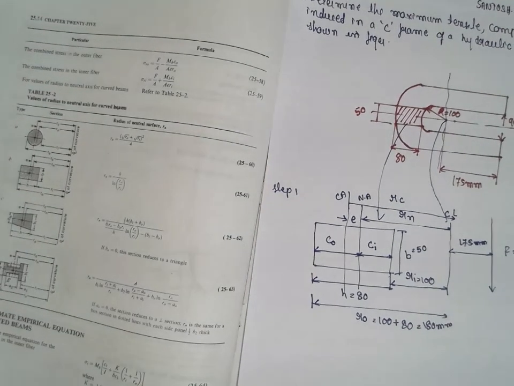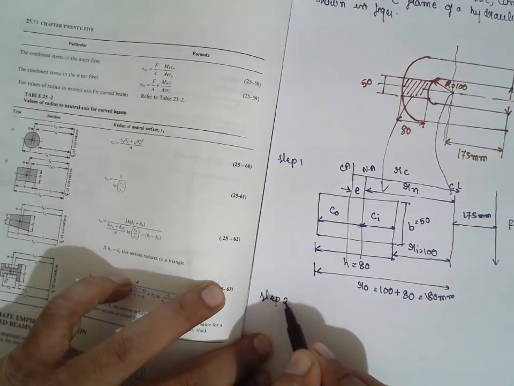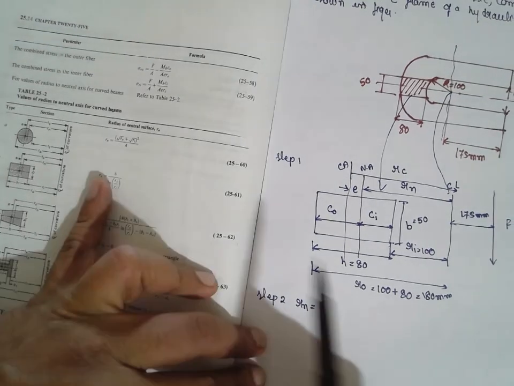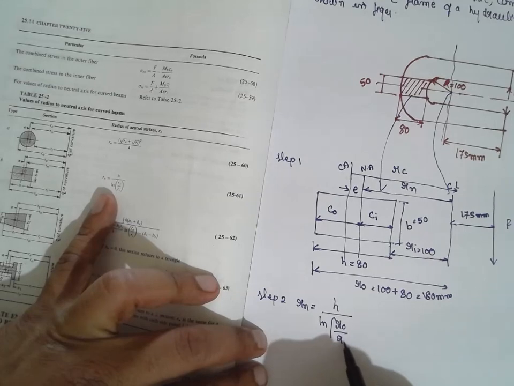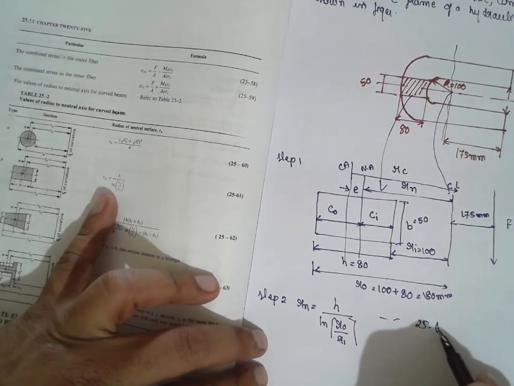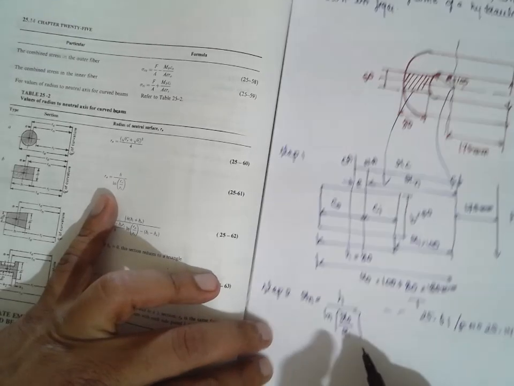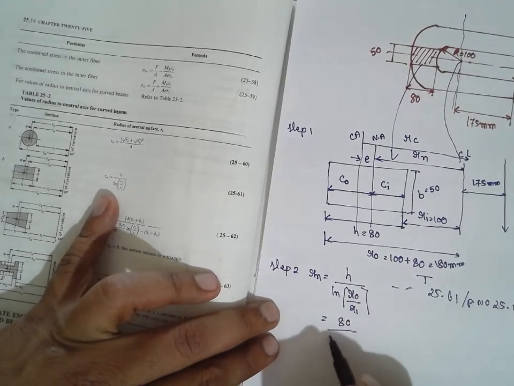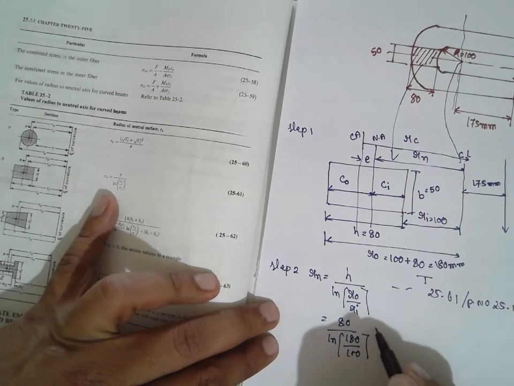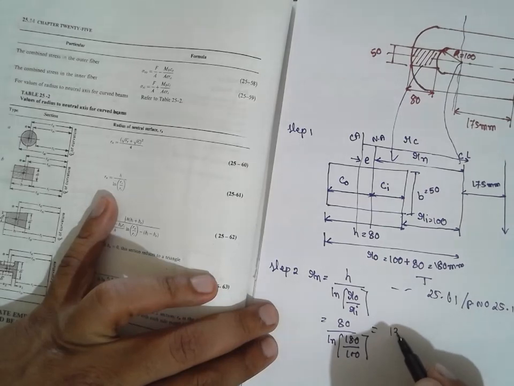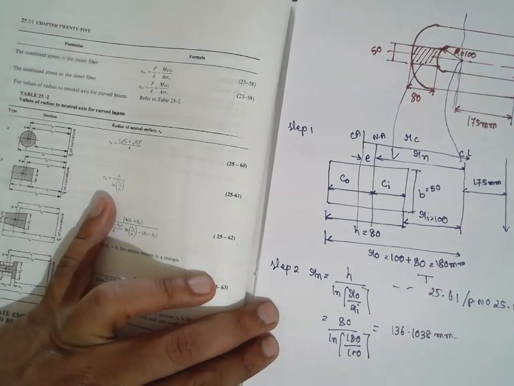Once you complete step one, you have to go for step two. That is, you have to find out Rn. The Rn formula is given here. Rn is nothing but h divided by ln of R0 divided by Ri. Table 25.61, page number 25.14. Now substitute the value of h. h is nothing but 80 divided by ln of R naught, which is 180, divided by Ri, which is 100. The answer for this one is 136.1038 mm. Now this completes step 2.